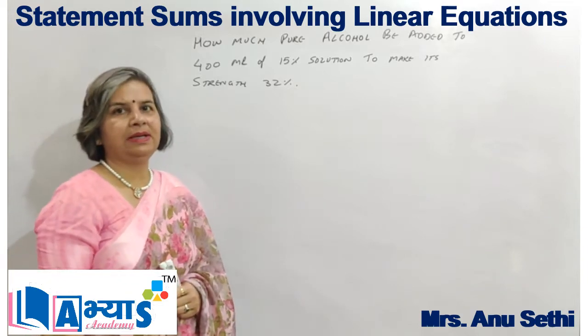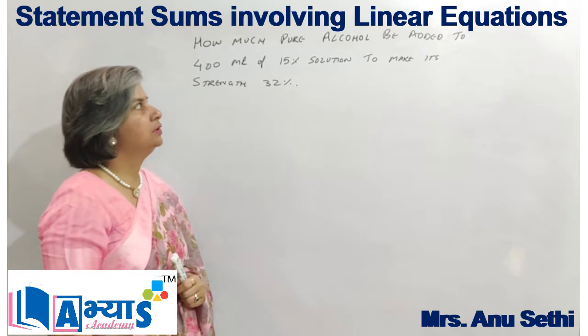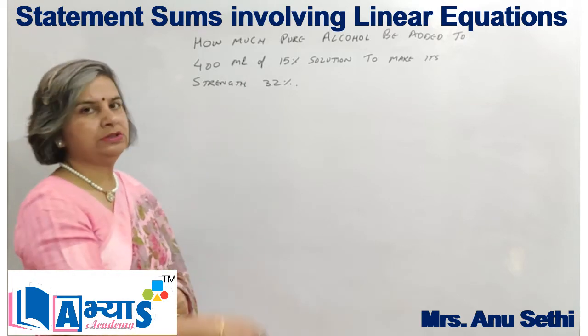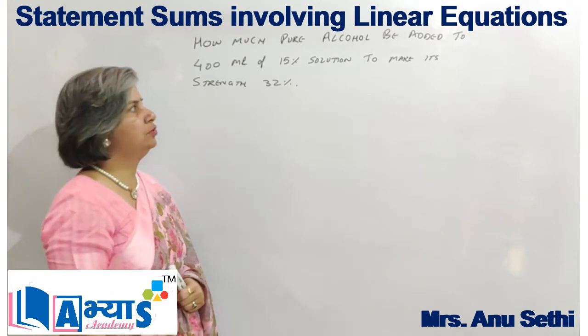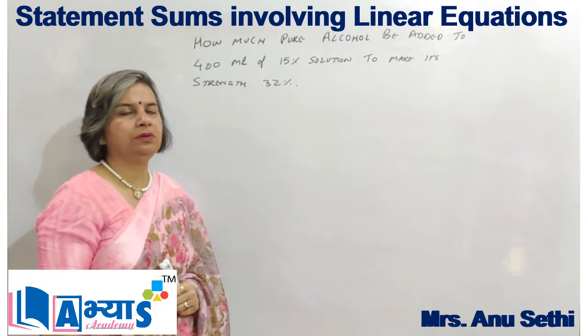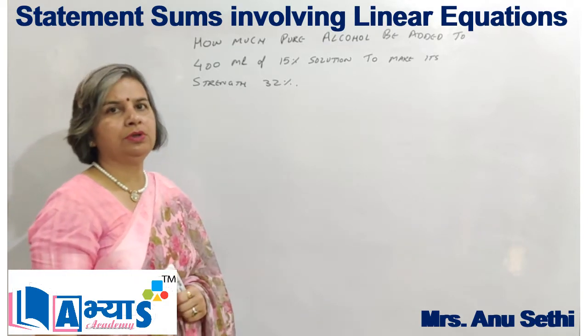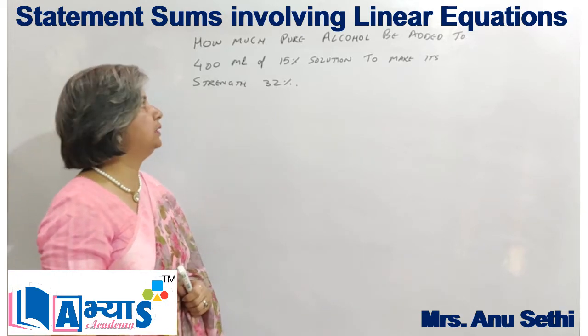Now let us discuss another example of a statement sum involving linear equation. Suppose we are given a question of how much alcohol must be added to a 400 ml of 15% solution to make its strength 32%. That means we have to find the amount of alcohol to be added to the solution to increase its strength from 15% to 32%.